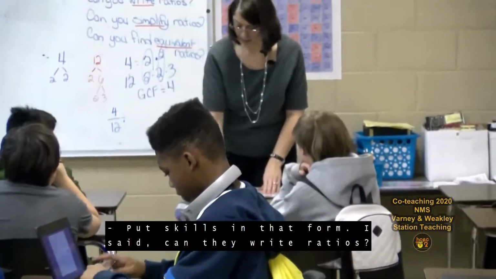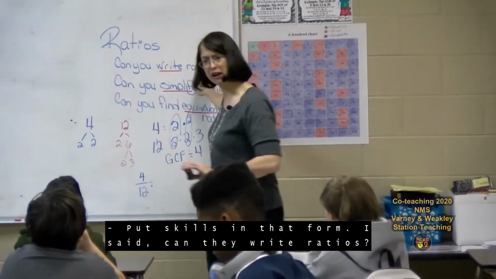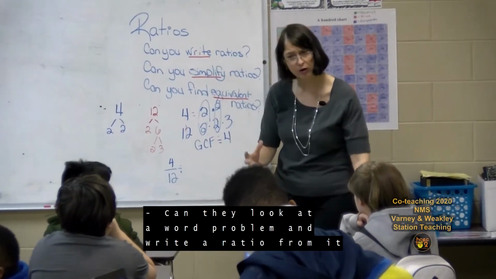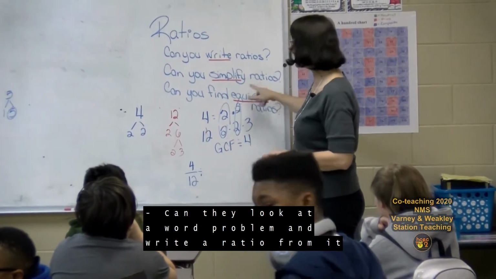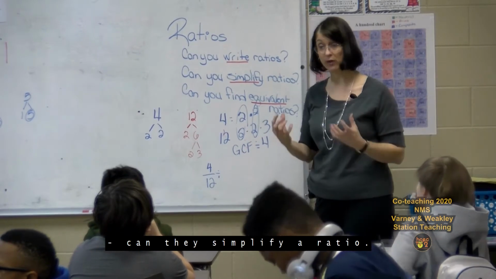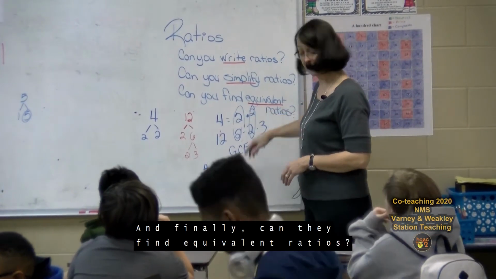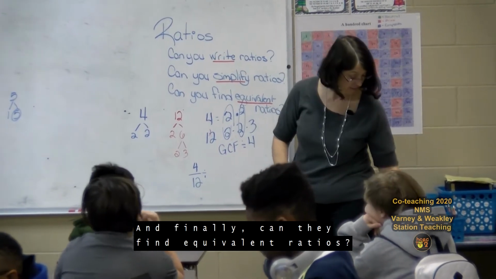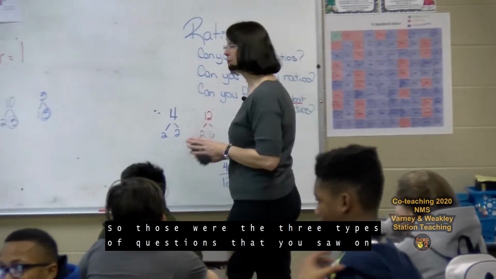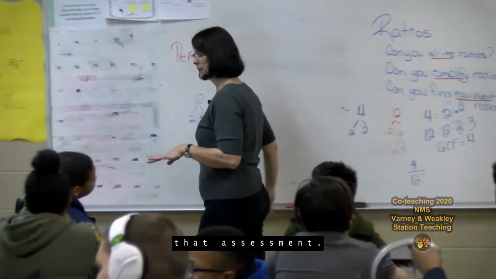Different skills in that form. I said, can they write ratios? Can they look at a word problem and write a ratio from it? Can they simplify a ratio? Can they look at a ratio and break it down to simplest form? And finally, can they find equivalent ratios? So those were the 3 types of questions that you saw on that assessment.